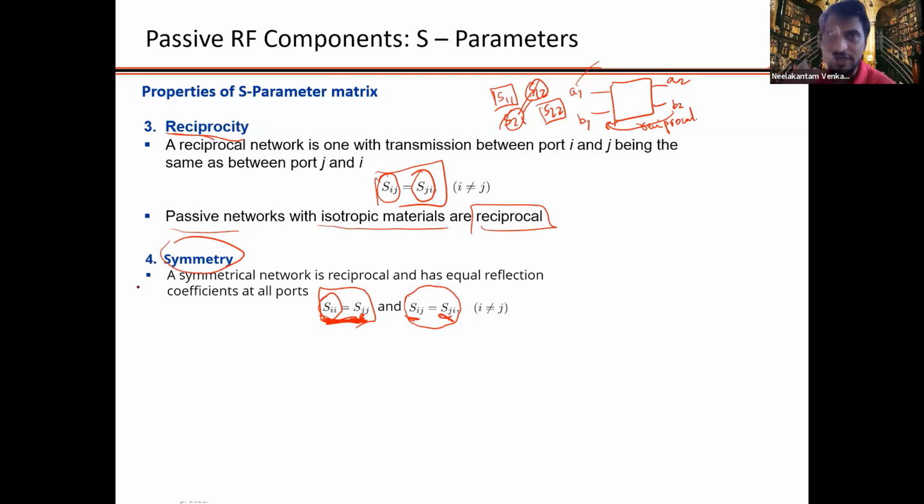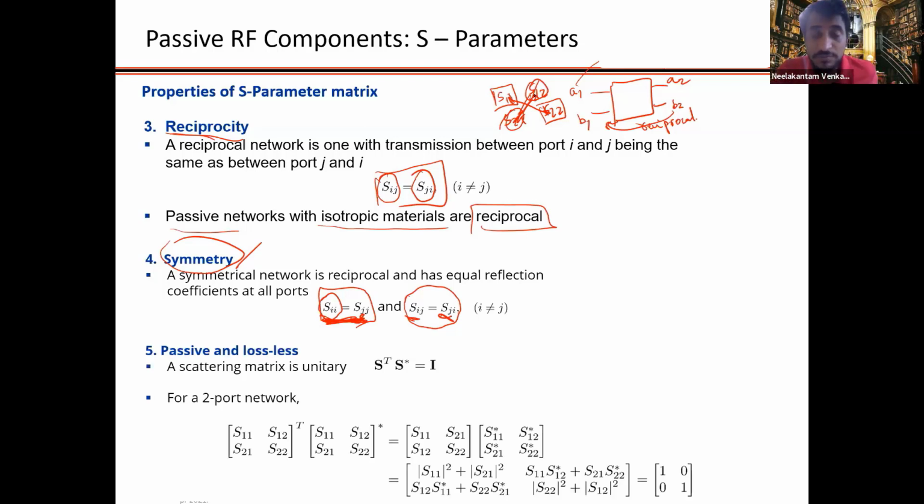If I swap port 1 and 2, I have no problem. 1 and 2 is just a name I give. 1 can be 2 and 2 can be 1. That means it's a symmetric system because this is the same as this and this is the same as this.